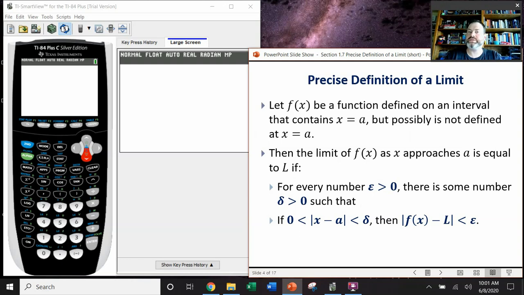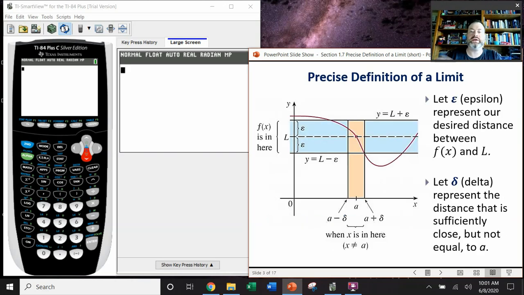So here's the precise definition of a limit. It's very, very precise. Again, the idea is just that f of x is a function, and it doesn't have to be defined at that point A. If you go back a slide, you can see that A actually has a hole in the graph. Remember, when we do limits, it's never required that the function is defined at this particular point A.